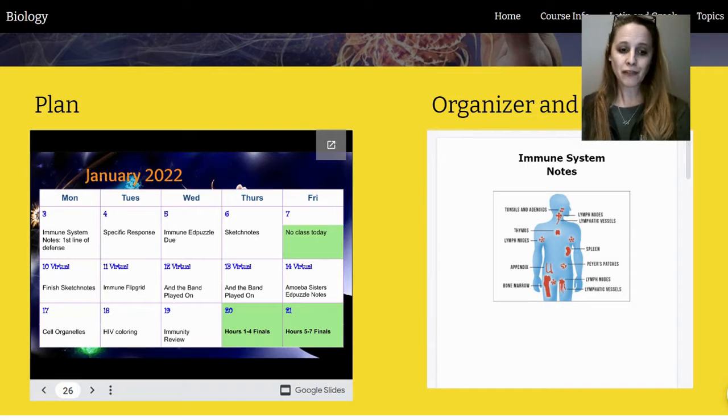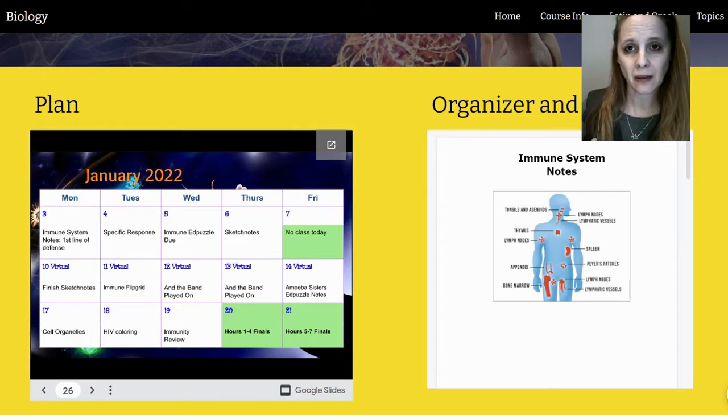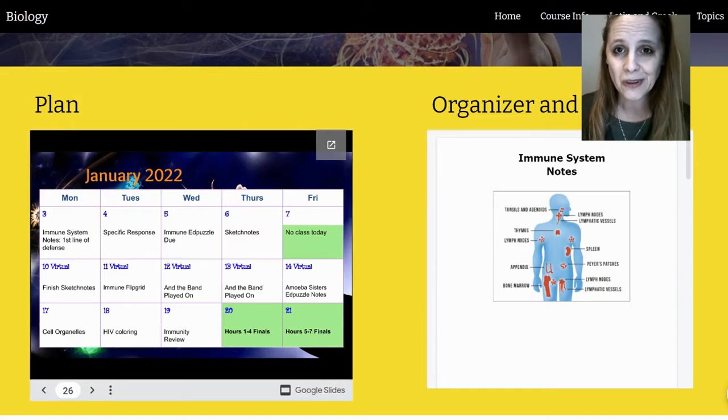But first, on Monday and Tuesday is a chance to finish up the sketch notes as to how the immune system works. And do be thoughtful as to if you would like to take a picture of the sketch notes that you've made. Do them on paper. Just continue with the work that you started on Thursday and keep going with that.